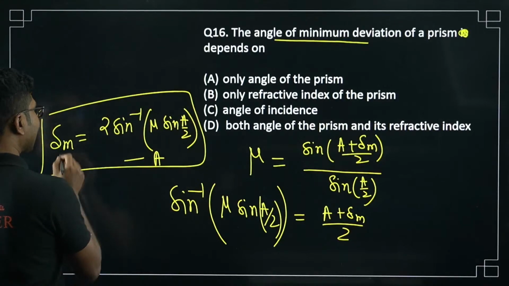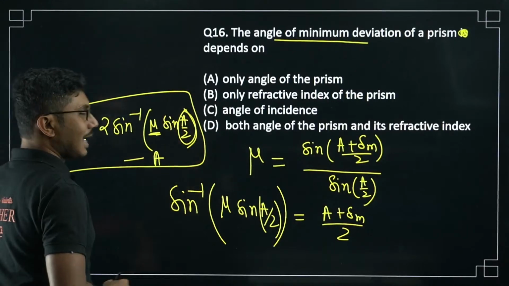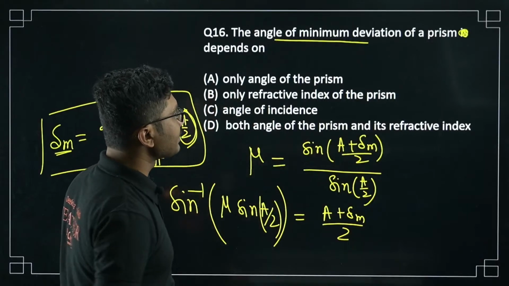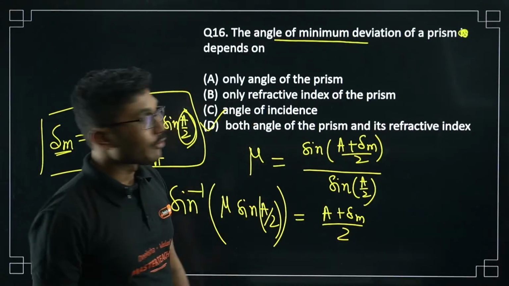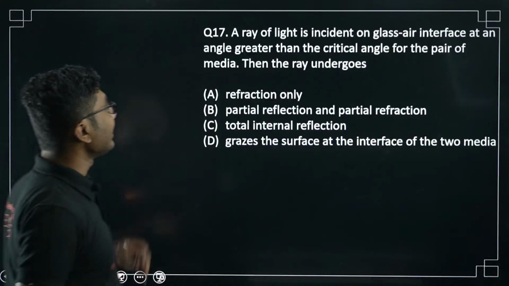So we can see that delta m depends on the refractive index as well as the angle of the prism. So it depends on both the angle of the prism and the refractive index. So option D is the correct answer. Right? Next, move on to the next question.